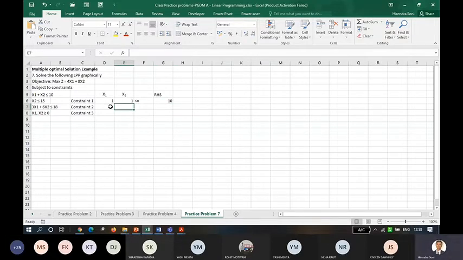Here the second one is 0, 1. It has to be less than or equal to, and then we say 15. And what about this one? 3x1 plus 6x2, so 3, 6, less than or equal to, and we say 18. And definitely your non-negativity.